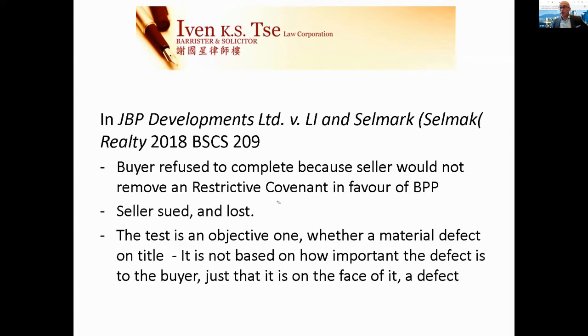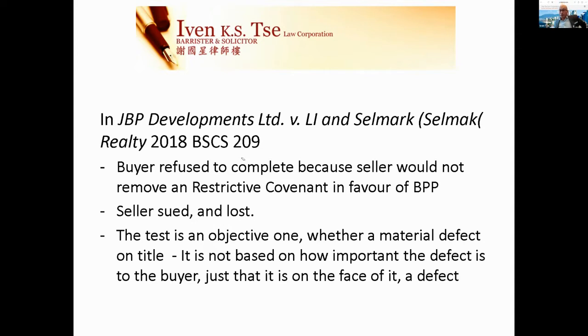The buyer in this case had refused to complete because the seller would not remove a restrictive covenant in favor of BP, which is the gasoline company. The seller sued and lost. The main reason is that the test is an objective one. Whether a material defect on title exists is not based on how important the defect is to the buyer, just that on the face of it, it is a defect.